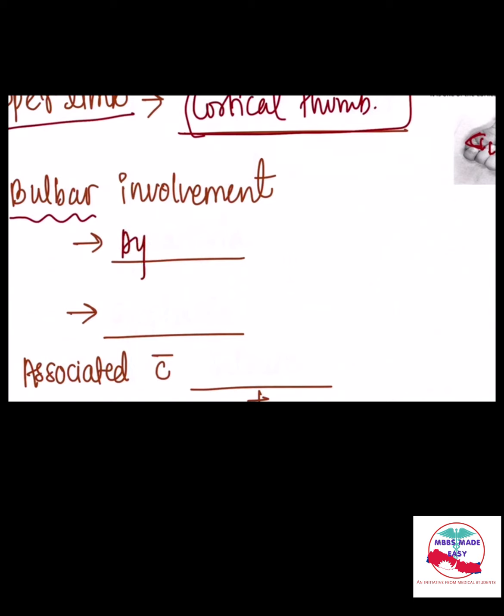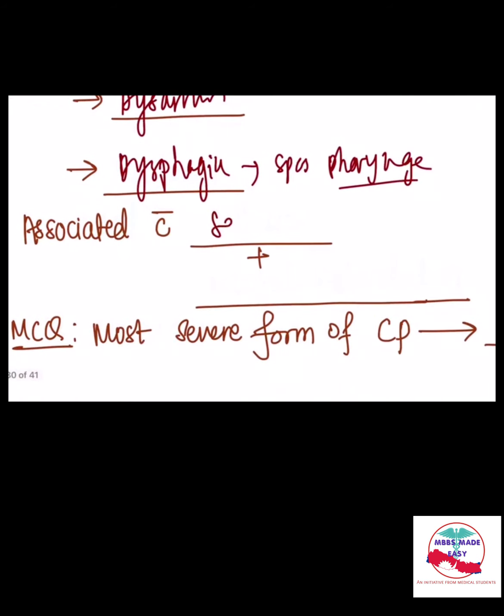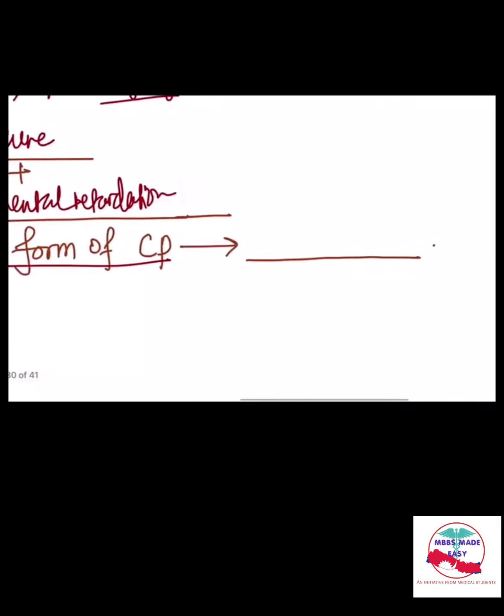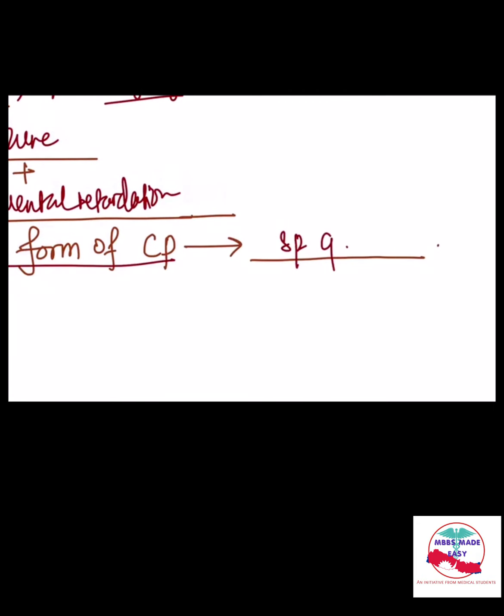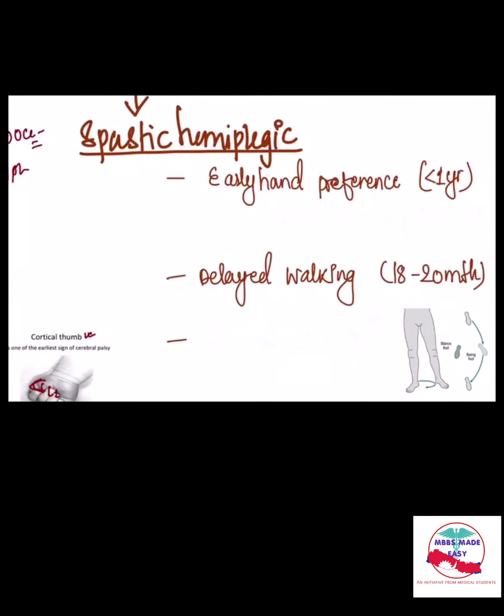This bulbar involvement is associated with dysarthria and dysphagia, difficulty swallowing because of spasm or weakness of the pharyngeal muscles. It is also associated with seizure and mental retardation. So the MCQ is: which is the most severe form of cerebral palsy? That is spastic quadriplegic.